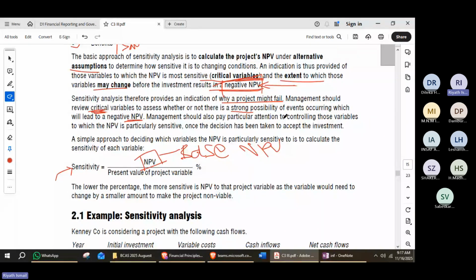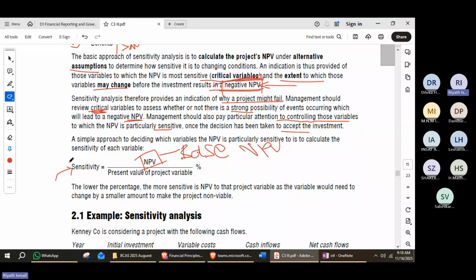Management should also pay particular attention to controlling those variables. If management finds a particular variable is more sensitive, management has to pay more attention to controlling such a variable, for example employee cost, selling price or material price. If they find it critical, management has to pay strong attention to the variables to which NPV is particularly sensitive, once the decision has been taken to accept the investment.